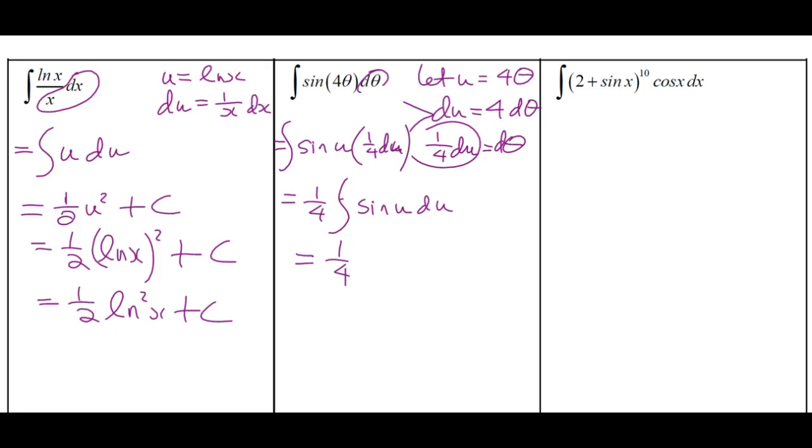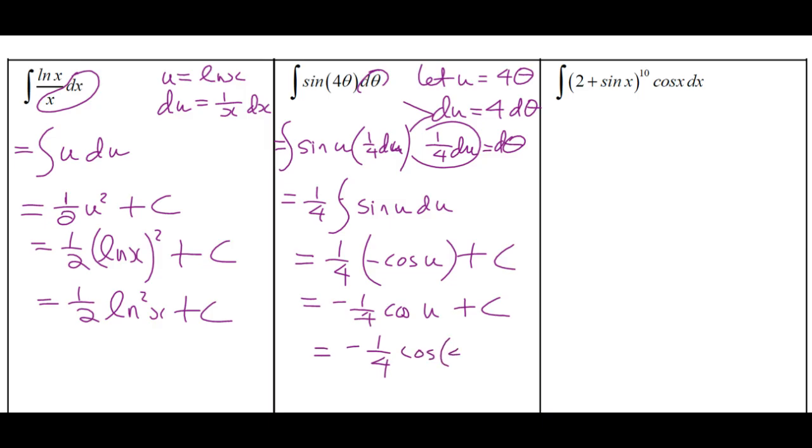What's the derivative of cos? Minus sine. So what's the integral of sine? Okay, so negative 1 quarter cos u plus c, negative 1 quarter cos 4 theta plus c.